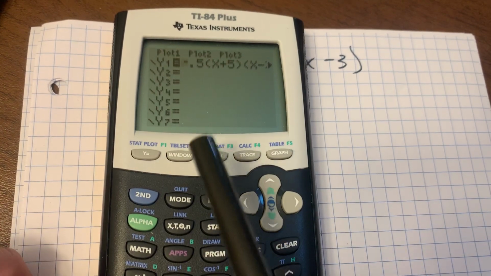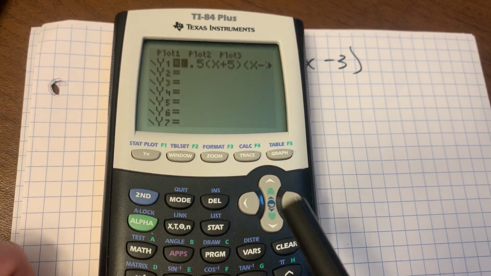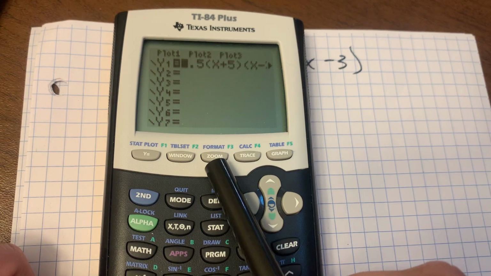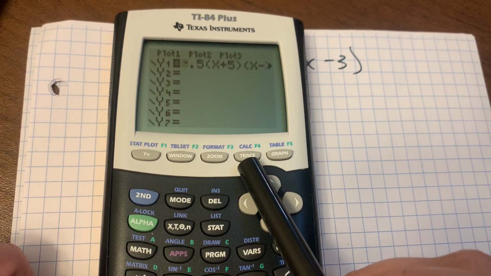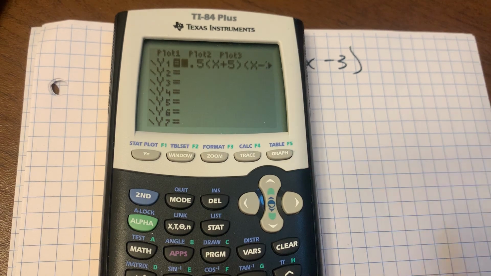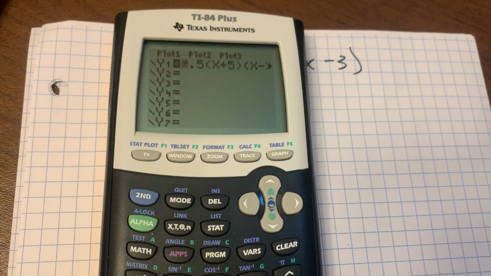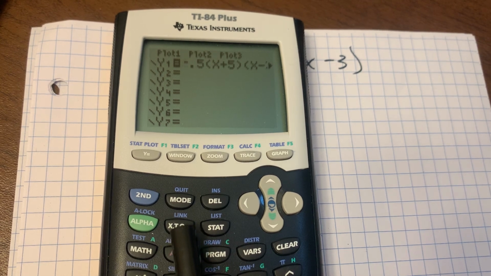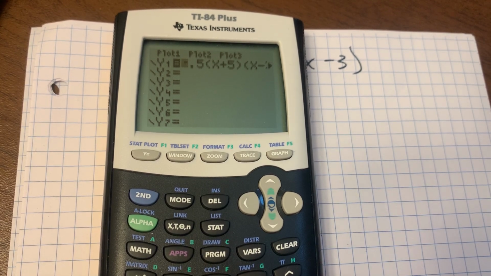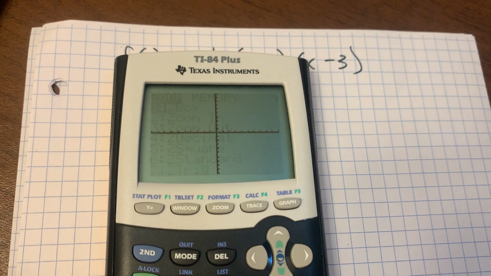I'm going to be using some of these buttons along the top row. So Y equals is where we are right now. Zoom 6 is going to help us see our graph. We're going to use trace in a little bit to calculate some things, and we'll also be using the graph button. I'm going to need the second key, and I'm going to use this little guy over here for my variables. All right, so I've got the function in. Let's take a look at what it's doing.